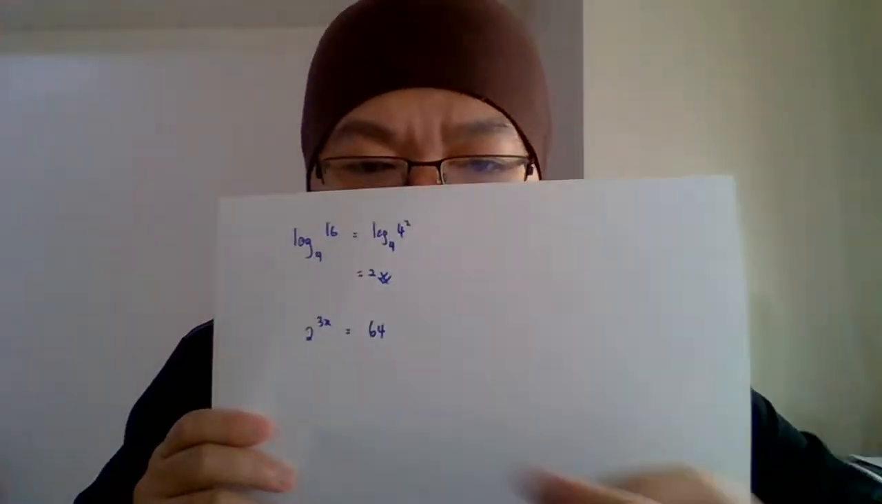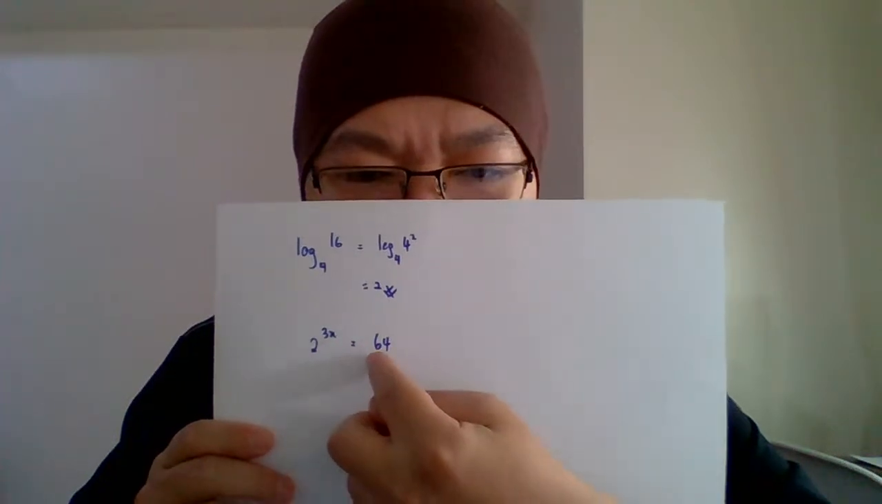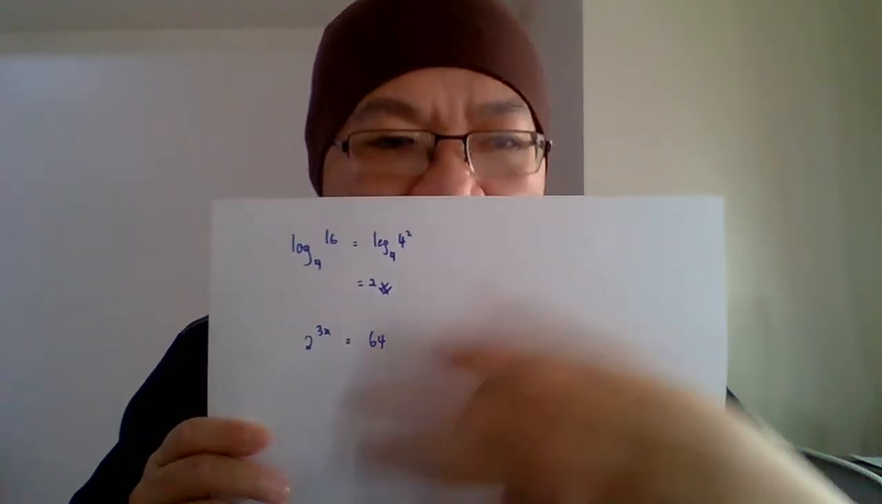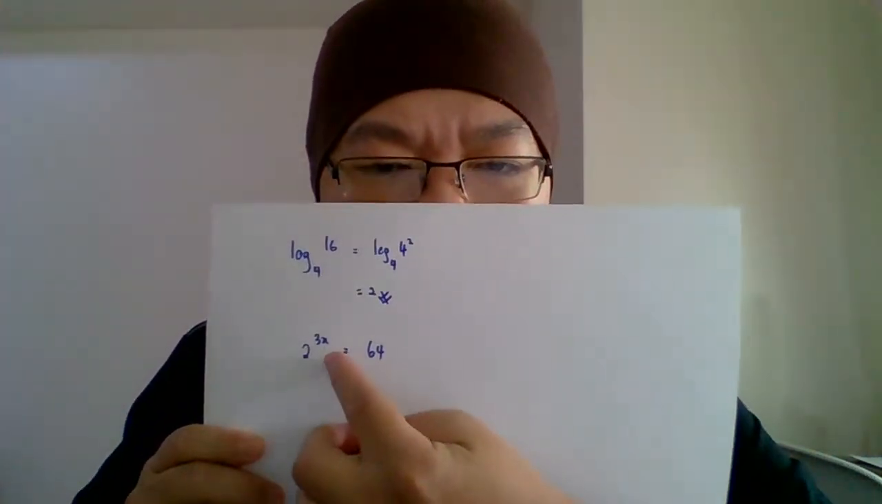Number two, we also learn about indices. Let's say 2 to the power of 3x equals... what shall we put? Let's say my second question is 2 to the power of 3x equals 64. Now, how do we solve the problem? How do we find the value of x?